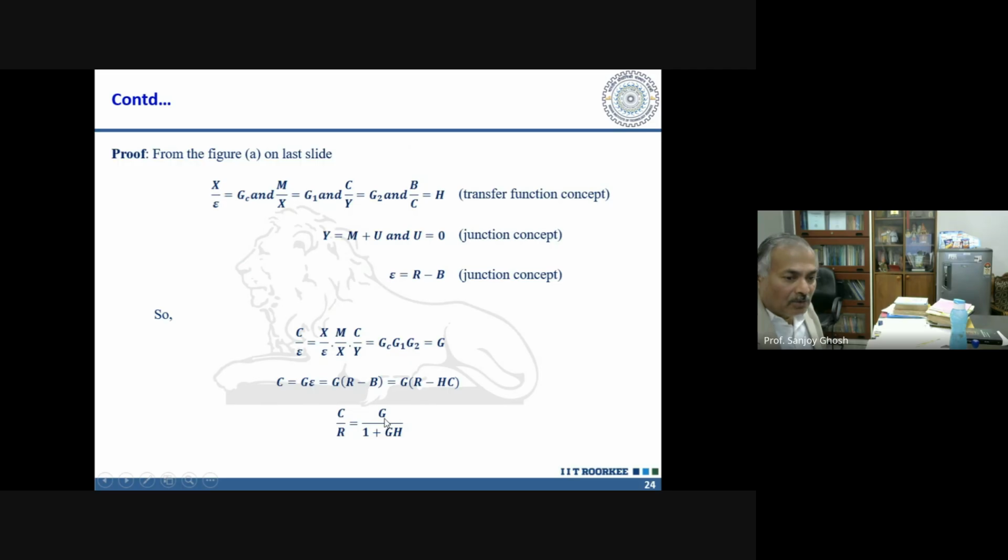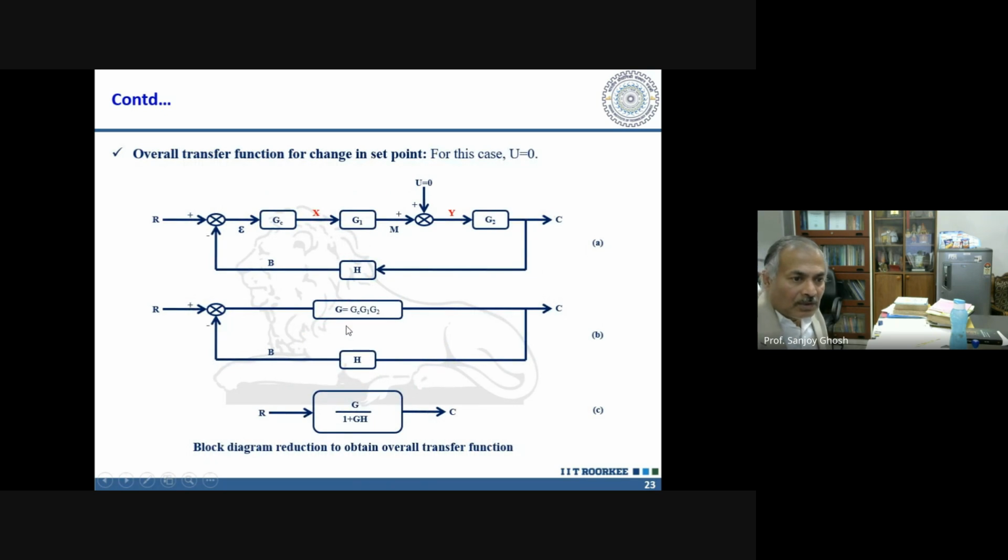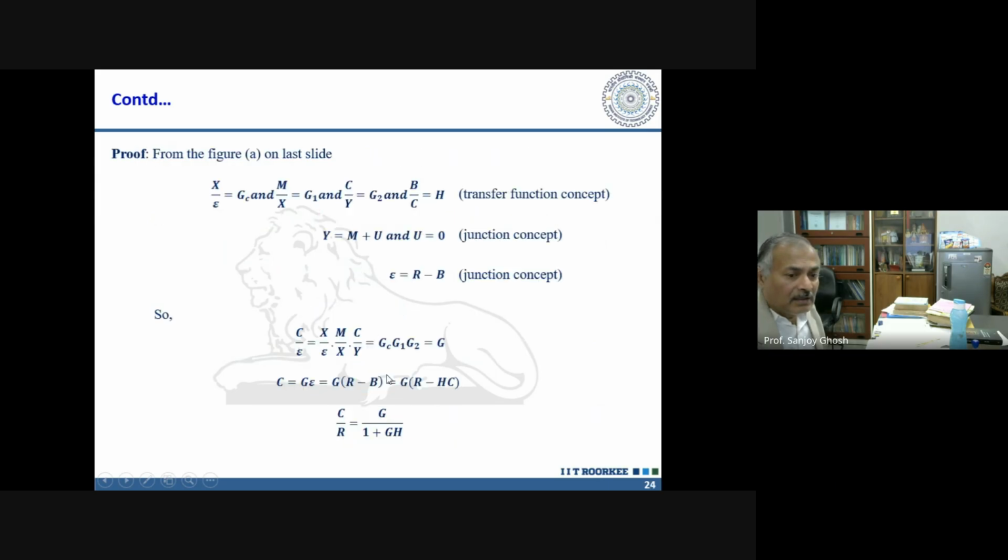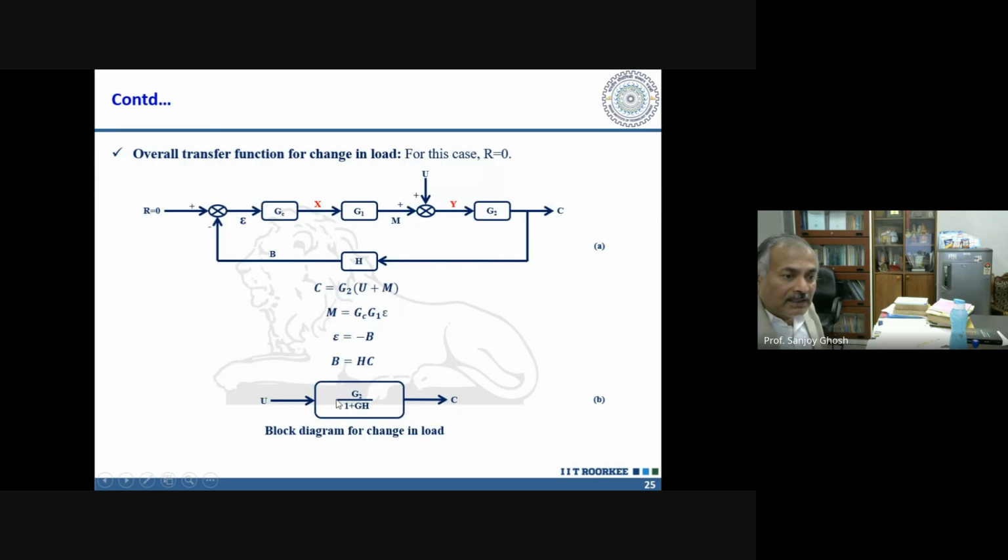दोनों में फर्क है देखो. And G is nothing but G1, G2. G is nothing but GC, G1, G2, the product of all these things. And when the C and U relationship is there, it is G2 by 1 plus GH. But the denominator is the same for both.